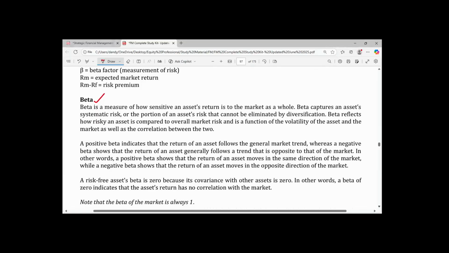And we said that there are 3 types of beta value. Of course, we use beta to measure risk.